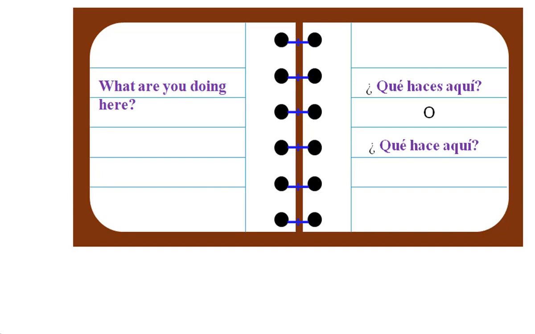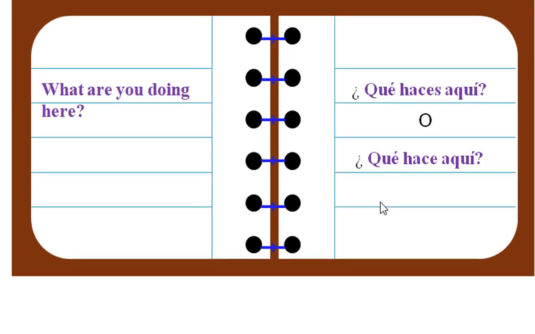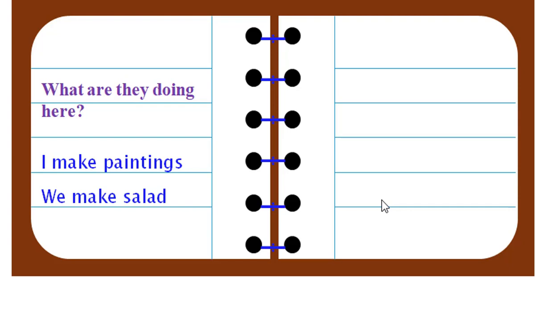¿Qué haces aquí? Or ¿qué hace aquí? Any form you can ask the question. If there is a group of people you are asking, what are they doing here? So, the ellos or ellas form of hacer, hacen. ¿Qué hacen aquí? What are they doing here? ¿Qué hacen aquí?